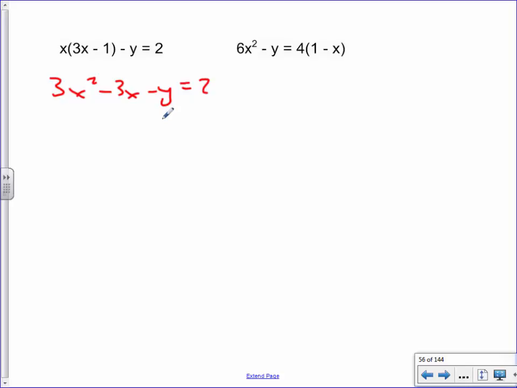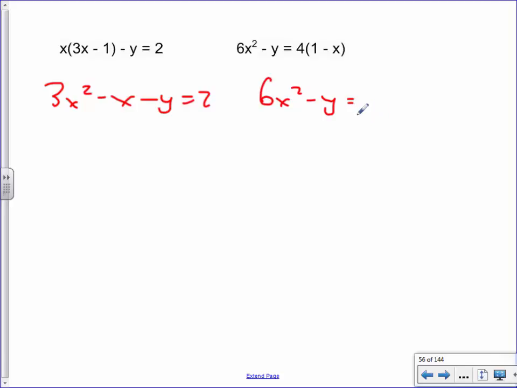Wouldn't it just be minus x? Thank you. Good catch. That's 3x squared minus x minus y equals 2. I had 3x. Thank you, Jamie. Good catch. See? I make mistakes. Good job, Jamie Brown. I'm a person. Everybody makes mistakes.